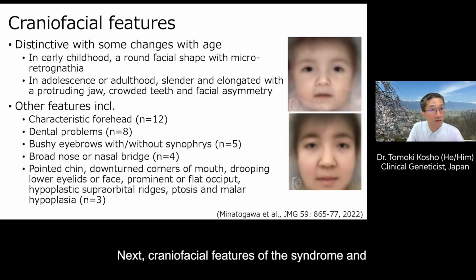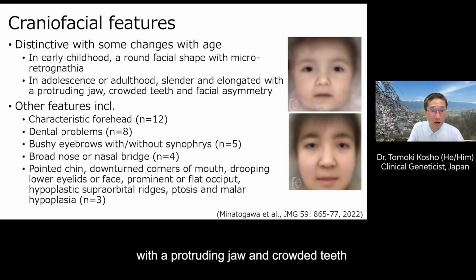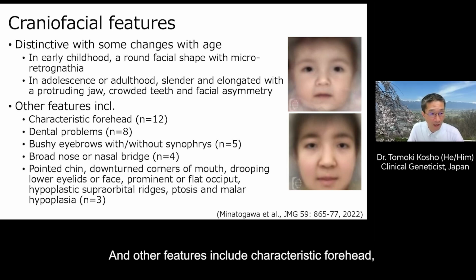Next, craniofacial features of the syndrome are distinctive, with some changes with age. In early childhood, a round facial shape with micro or retrognathia is observed. In adolescence or adulthood, a slender and elongated face with a protruding jaw, crowded teeth, and facial asymmetry are observed. Other features include a characteristic forehead, dental problems, bushy eyebrows, a broad nose and nasal bridge, and so on.